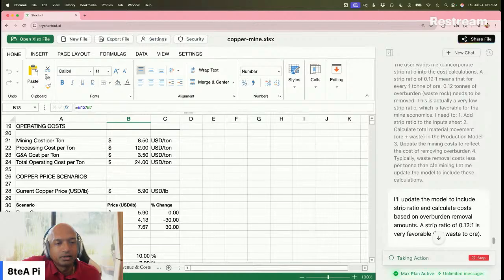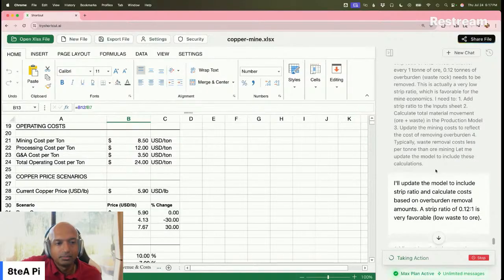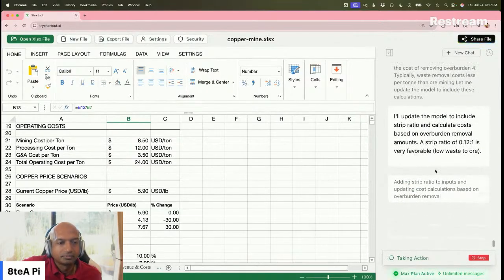Strip ratio, calculate total material, ore plus waste, in the production model. Update the mining cost to reflect the cost of removing overburden. Typically, waste removal costs less per ton than ore mining. Let's update the model to include these costs. All right. It's going to update the model.